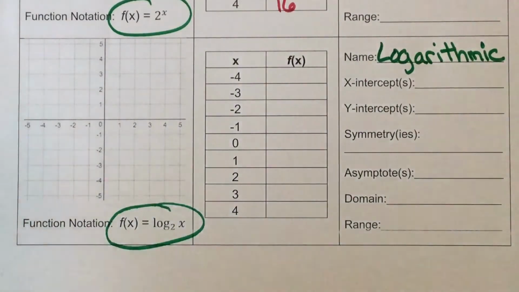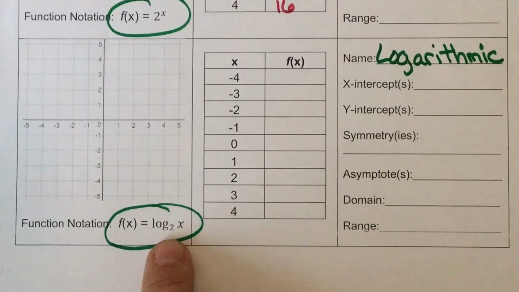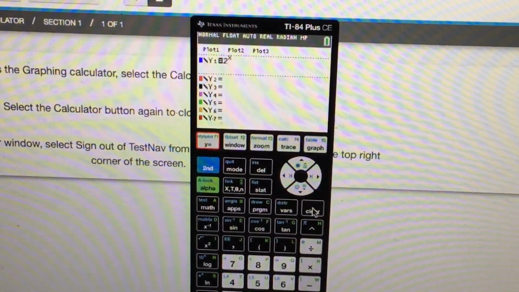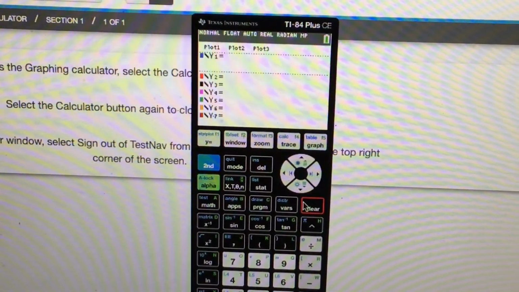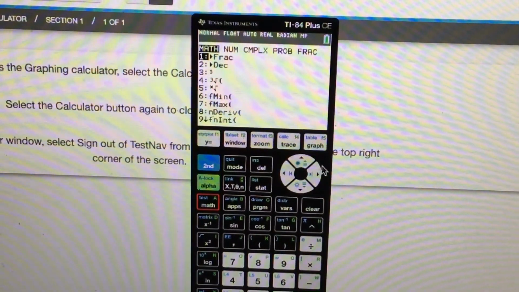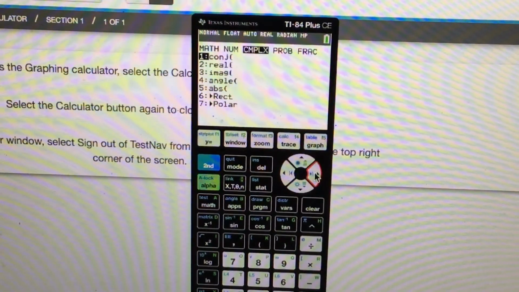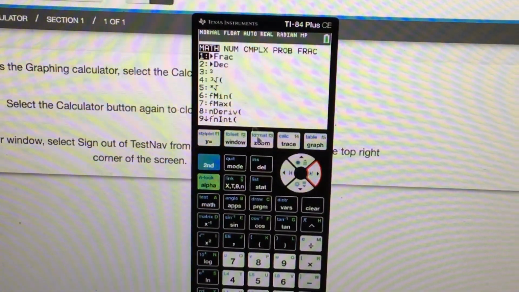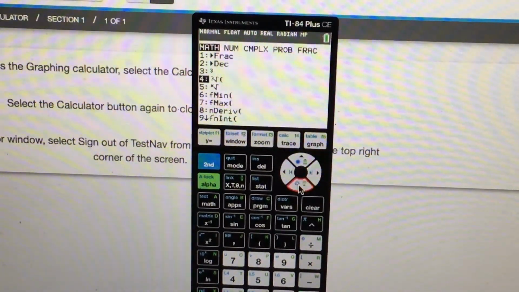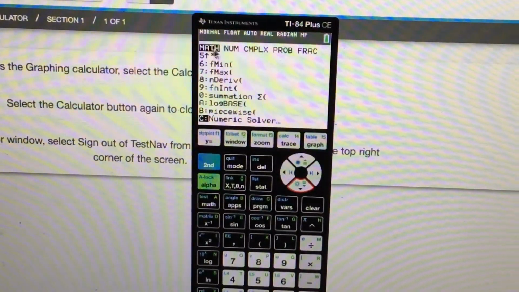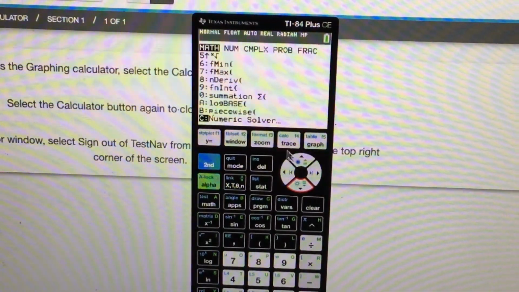Okay, so I read this log base 2 of x. All right, so I'm going to go to my y equals, and I'm going to hit clear. And this one is hidden, so I'm going to go to math, and I'm going to right arrow, right arrow, right arrow, right arrow. Maybe it's under math. Okay, let me arrow down. Maybe I don't know where it is. There it is, there it is. Okay, so under the heading of math, I arrow down, and it's letter A.